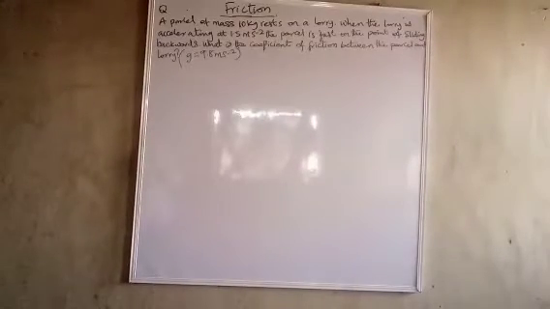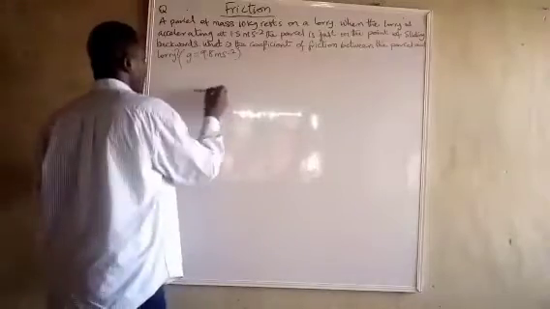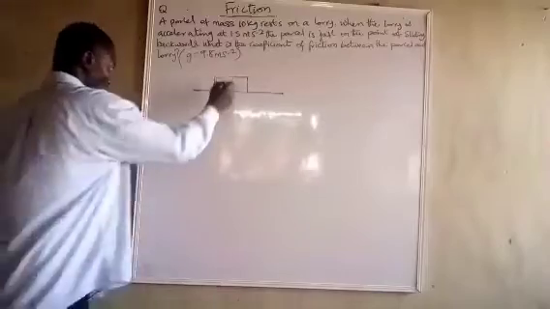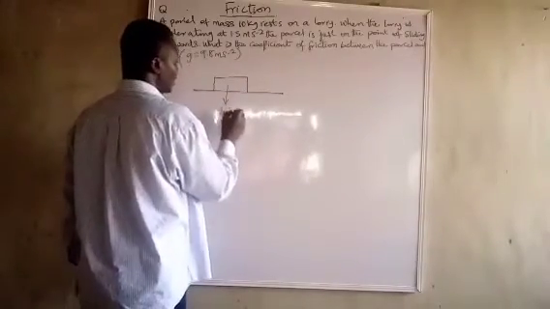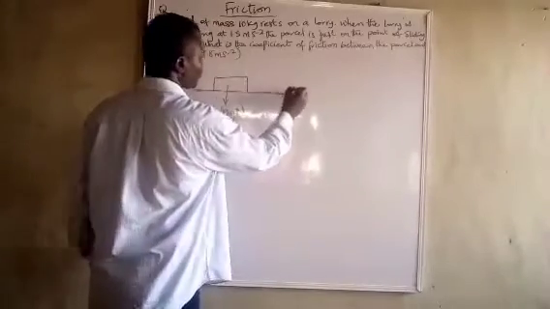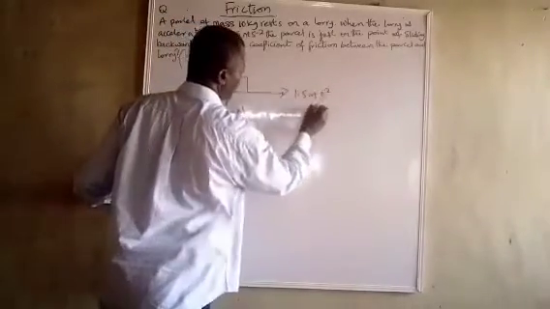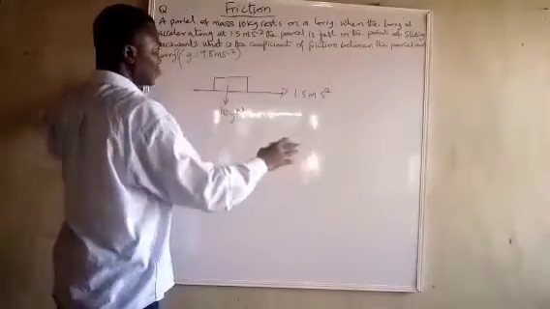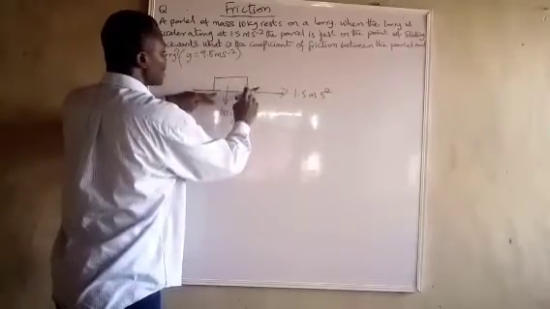A parcel of mass 10 kg rests on a lorry. When the lorry is accelerating at 1.5 meters per second square, the parcel is just on the point of sliding backwards. What is the coefficient of friction between the parcel and the lorry? This is what happens. We have a parcel on this portion of the lorry, and the parcel is 10 kg. So which means that we have 10g Newton. And when this one is at the point of 1.5 meters per second square, this parcel breaks from the lorry.